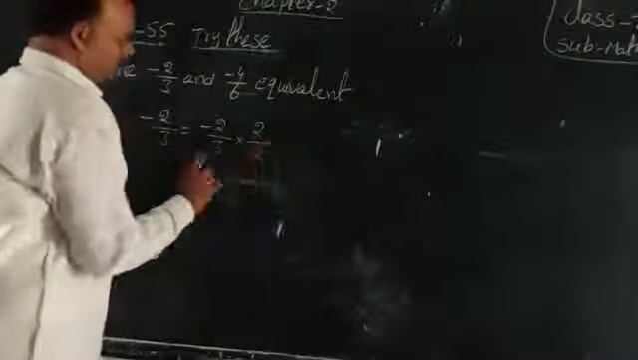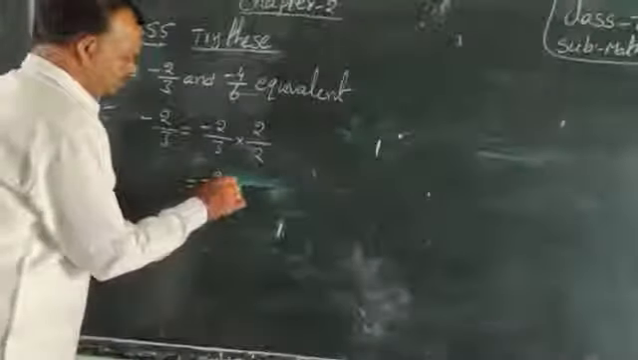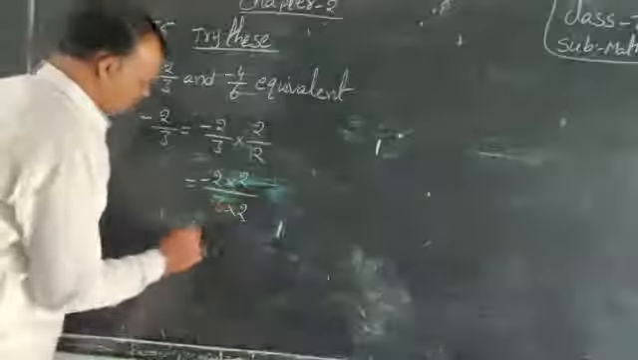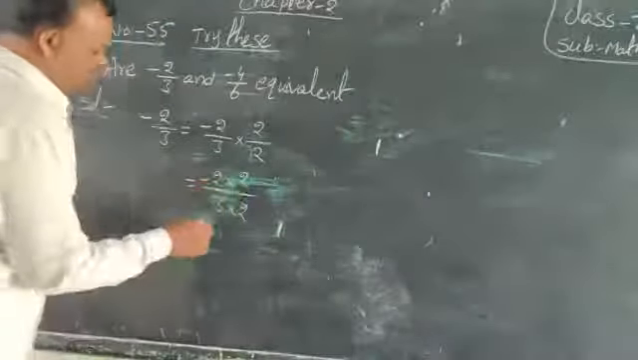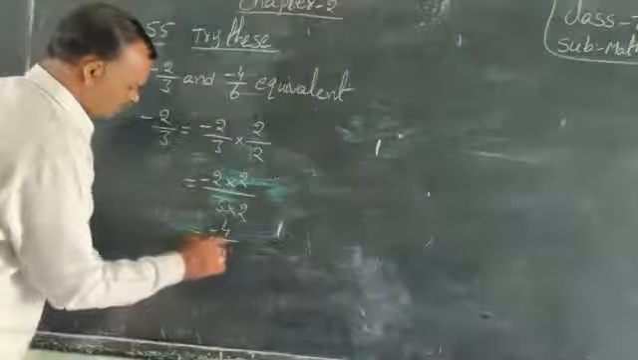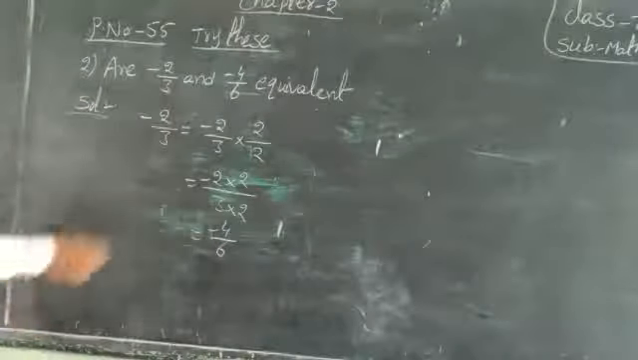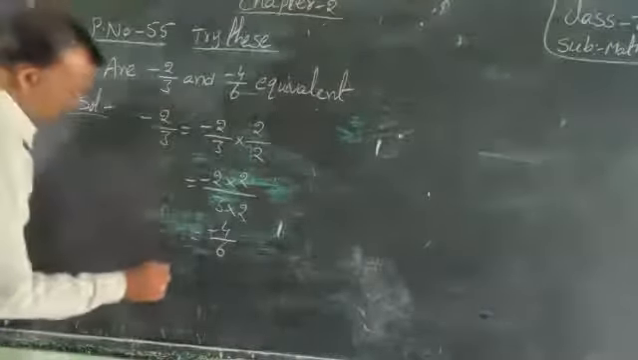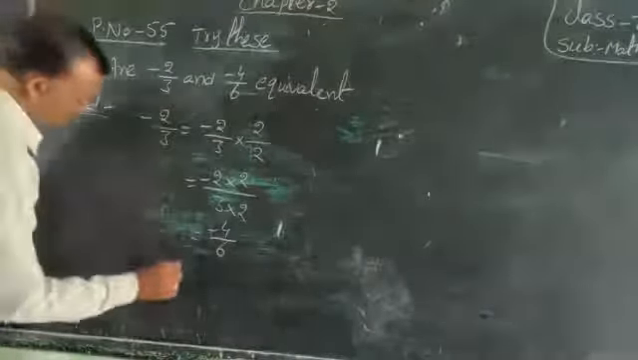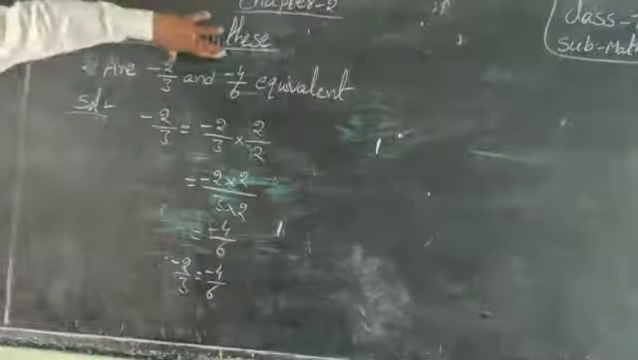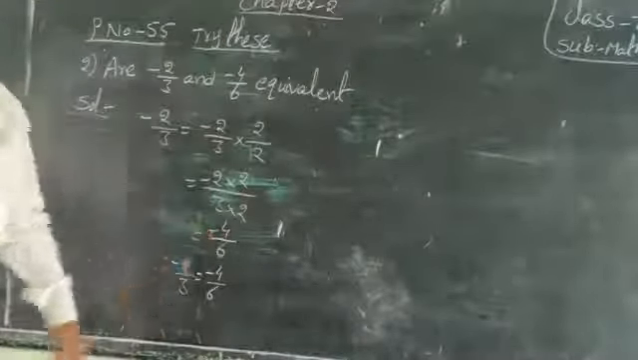So we are multiplying the numerators: -2 into 2, by multiplying the denominator 3 into 2. 2 twos are 4, so -4, and 2 threes are 6. Therefore, -2/3 is equal to -4/6. That means these two values are equal.